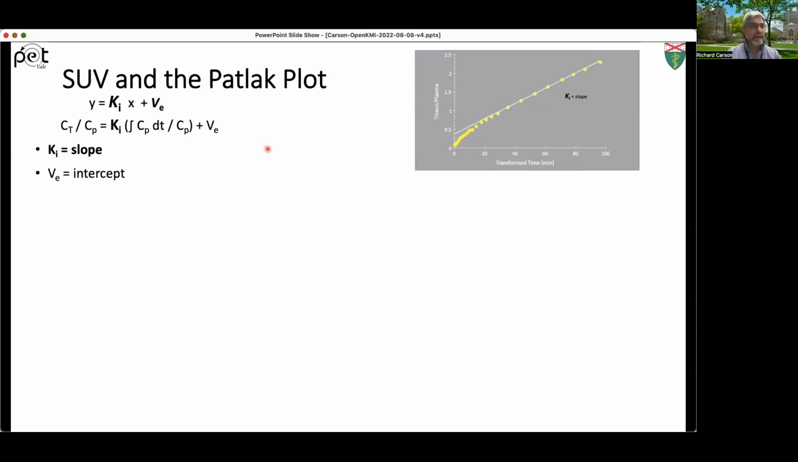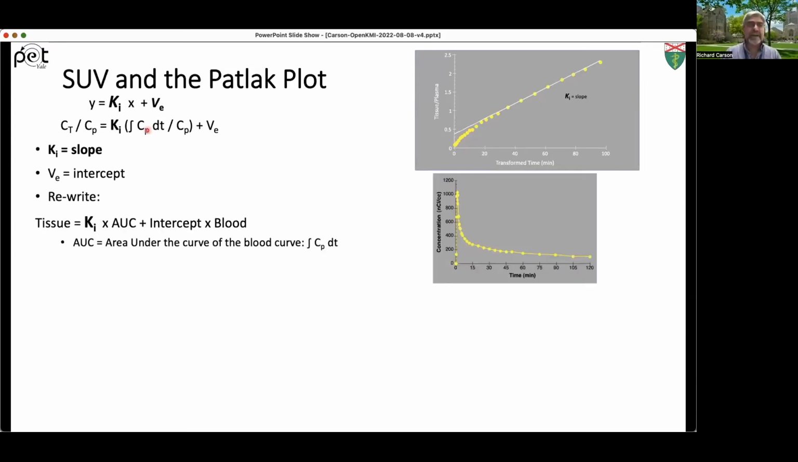Let's make an assumption. So let's rearrange the equation. We'll multiply through by the CP. We get the simpler form: the tissue equals Ki times this area under the curve, that's the AUC of the blood, plus the intercept.